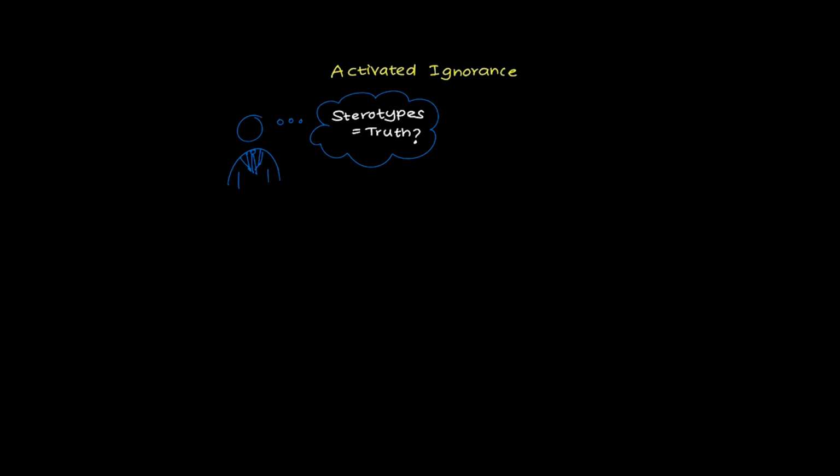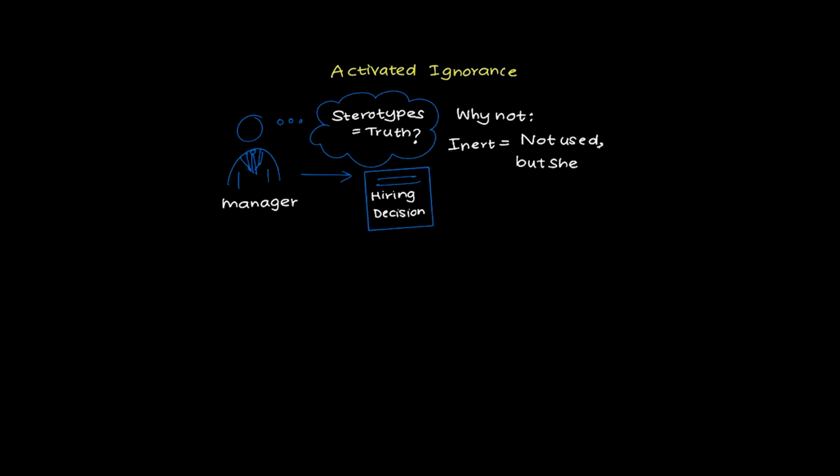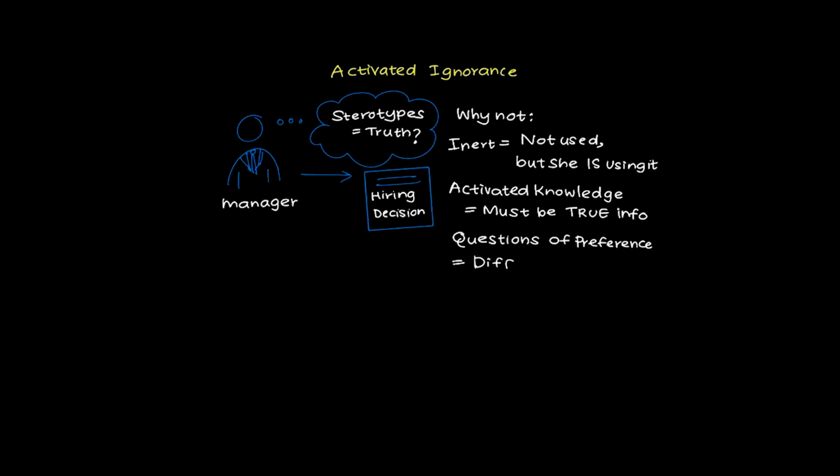This scenario shows activated ignorance in action. A manager accepts stereotypes about a demographic group and makes hiring decisions based on these false beliefs, genuinely thinking the stereotypes are true. Paul and Elder define activated ignorance as taking false information into your mind and actively using it while believing it's accurate. The manager isn't just holding false beliefs passively, she's acting on them. Inert information is memorized but not understood or used, which doesn't fit here since she's actively applying the stereotypes. Activated knowledge involves using true information insightfully, not stereotypes. Questions of preference is a category of questions, not a type of information in the mind.